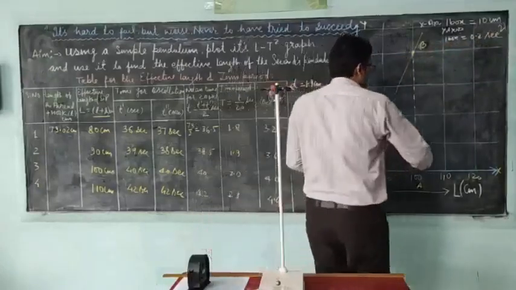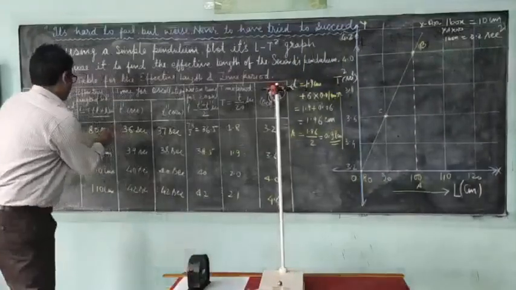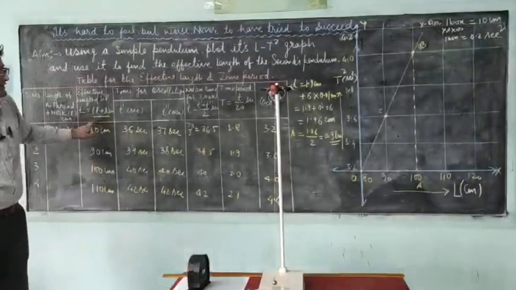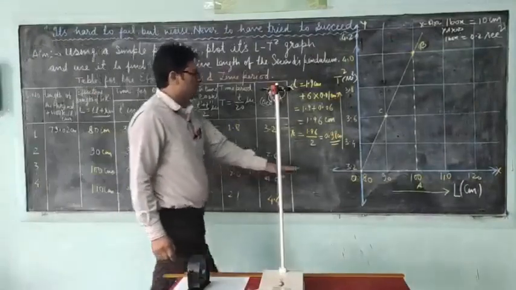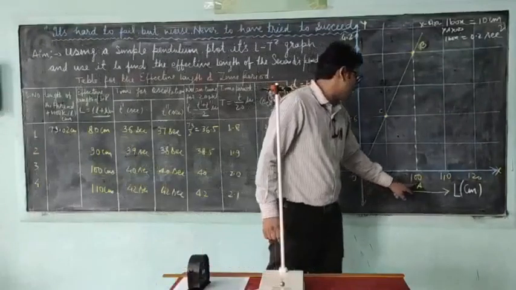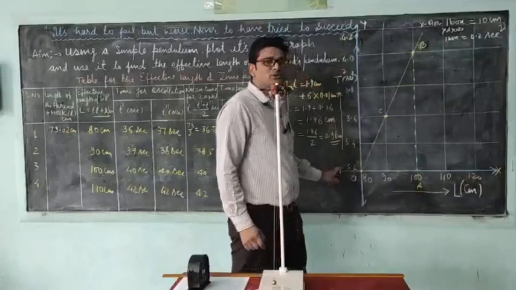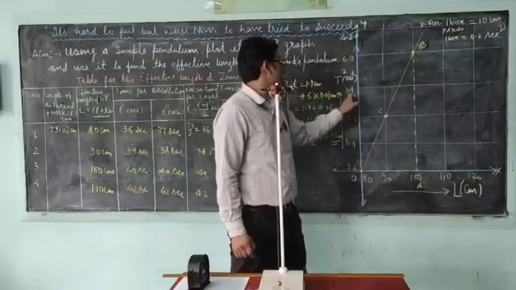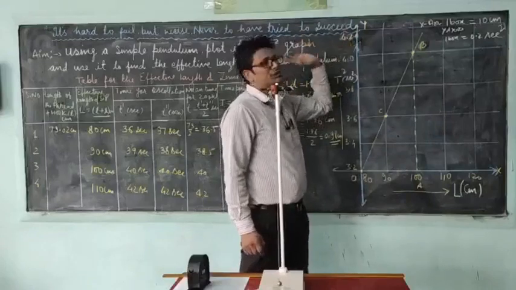I have plotted all the values from the table. From the table, I have taken the effective length, that is 80, 90, 100, 110, 120 along the x-axis. Along the y-axis, 3.2, 3.4, 3.6, 3.8, 4.0, and here is 4.2.